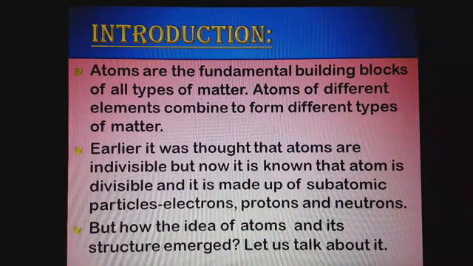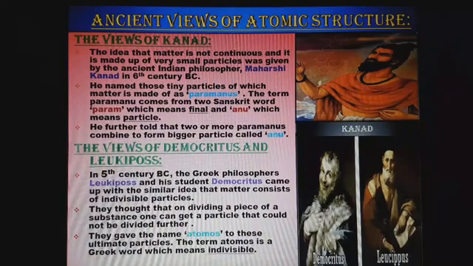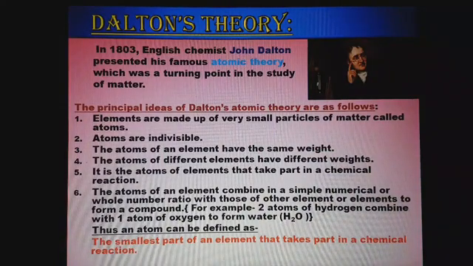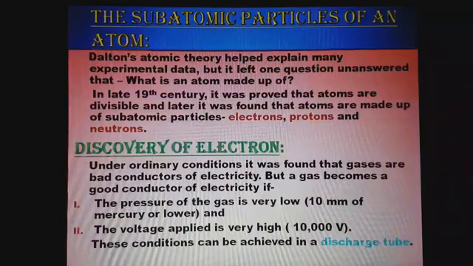In the last class we saw some of the important points regarding the atom, and then we saw the ancient view of atomic structure, the views of Democritus and Leucippus, and then Dalton's theory. So how the atom concept came into existence, and then the discovery of electron. How did the discovery of electron take place?